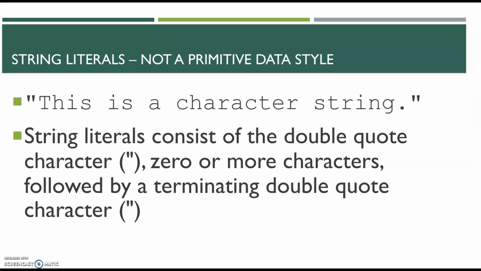String literals. Again, strings are not considered primitive data types because they are objects, but we can kind of group them with our primitive data types. So we see the first line, this is a character string, is in quotation marks. That means it is a string. String literals consist of a double quote character, 0 or more characters, followed by a terminating double quote character. So what does that mean, 0 characters? That means I could have an open quote and a closed quote and nothing in between, and it's still considered a string literal.